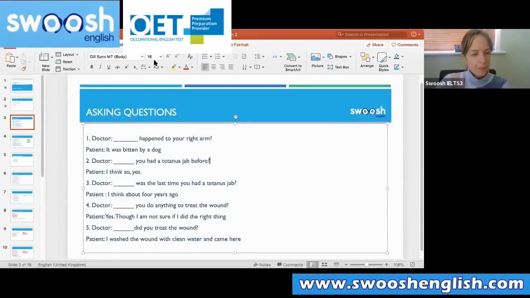Okay, keep going. Okay, everyone's got the hang of this and everyone's got it right. So yeah, it's pretty straightforward, this one. Okay, so the first one. Pakshan said what. I think a lot of people said what, and that is in fact correct. What happened to your right arm? It was bitten by a dog.